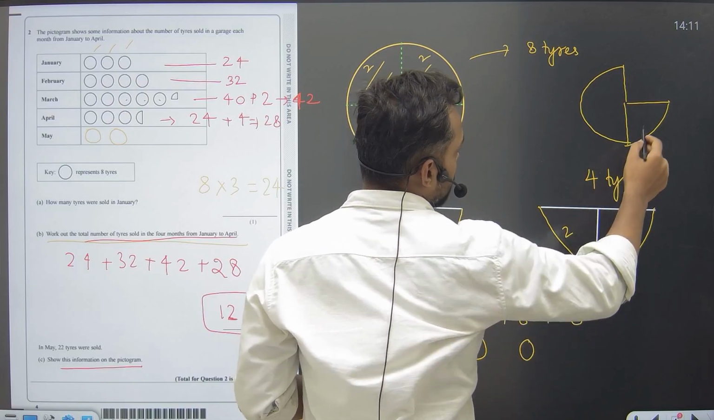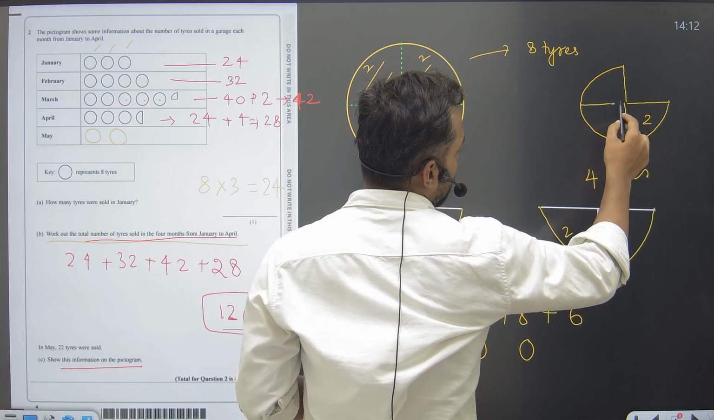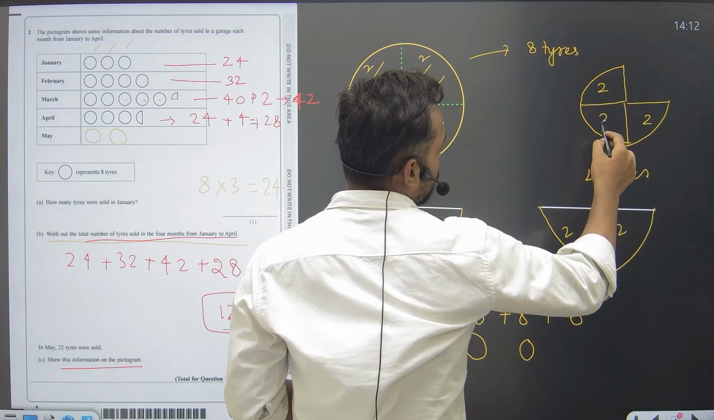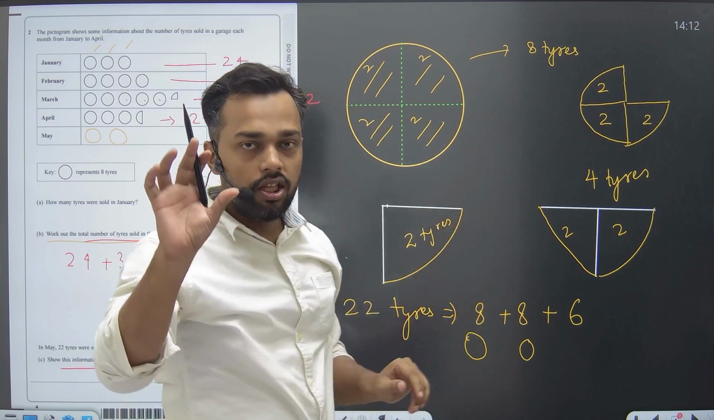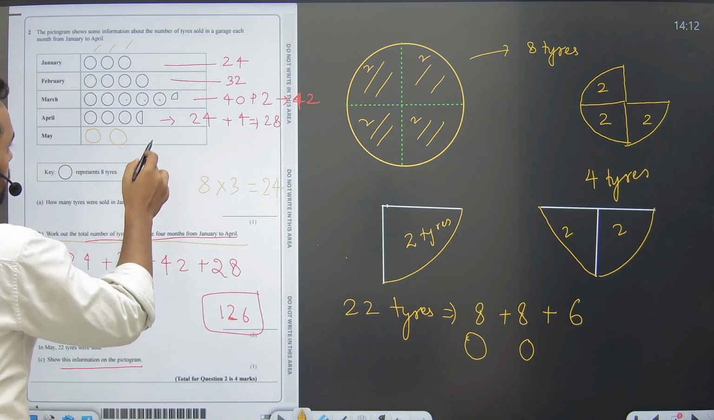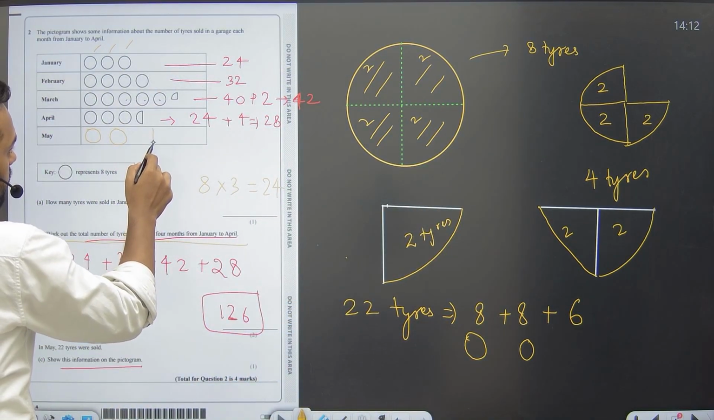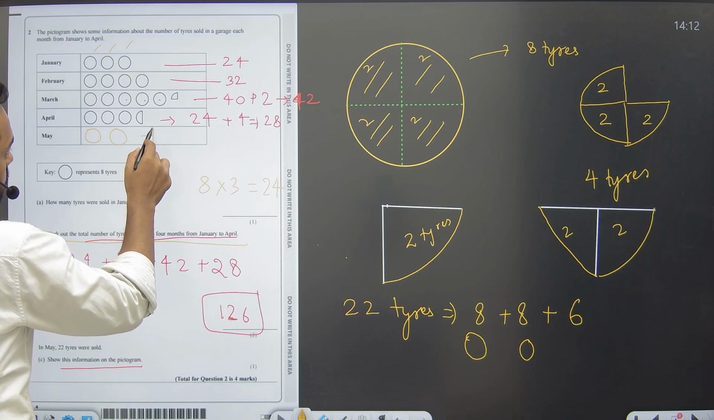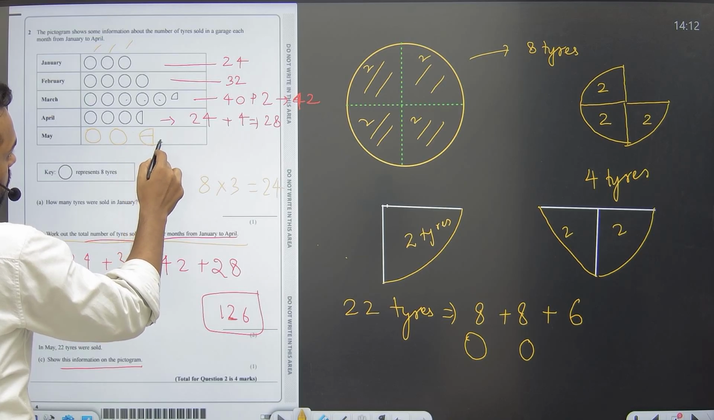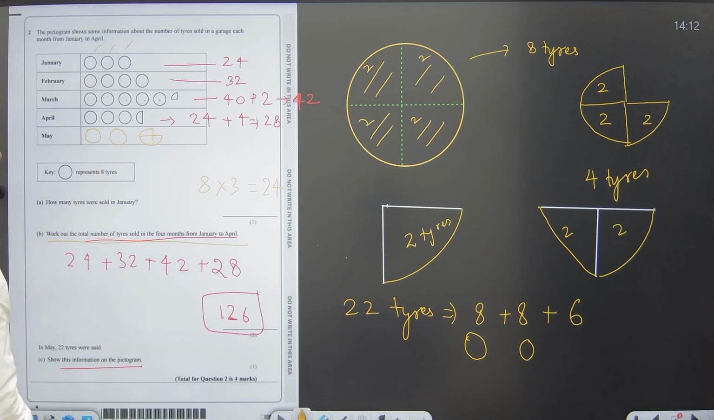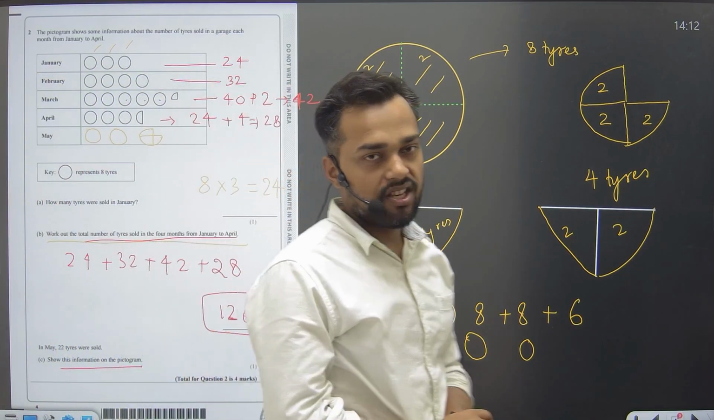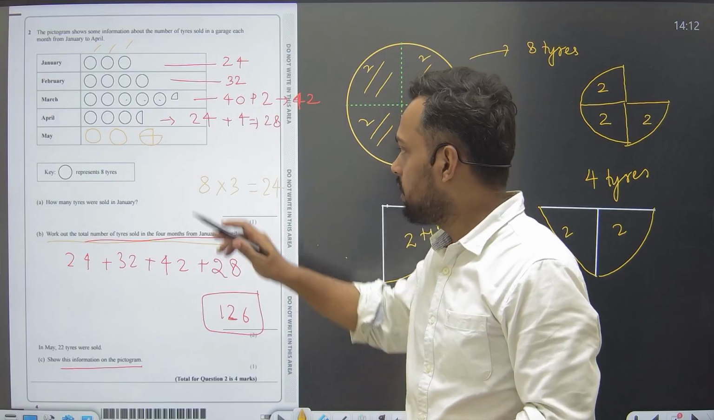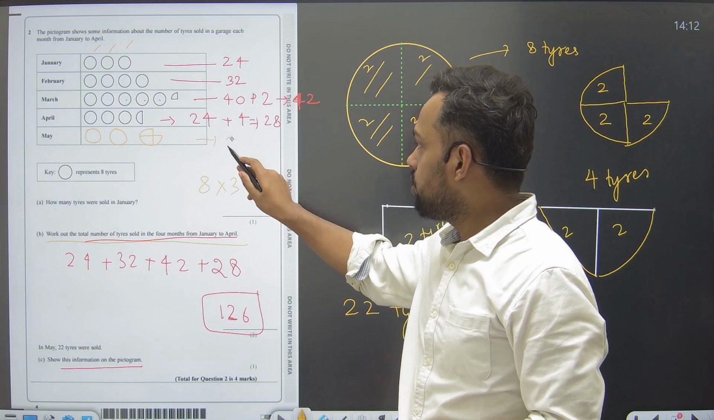See how I have done this. 2 tires in 1/4, 2 tires in 1/4, 2 tires in 1/4. So for 6 tires it will be 3/4 of a circle. So it will be like this. Three-fourth of a circle. Okay, 3/4 of a circle will be 6 tires. So this will represent 22 tires.